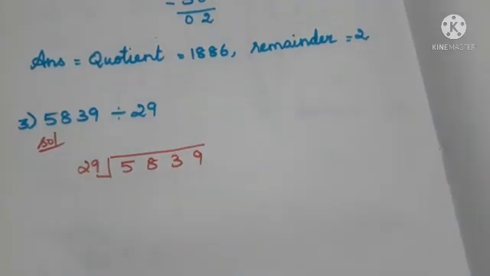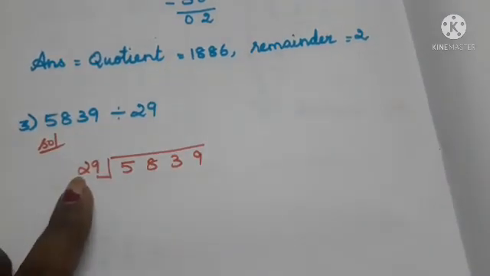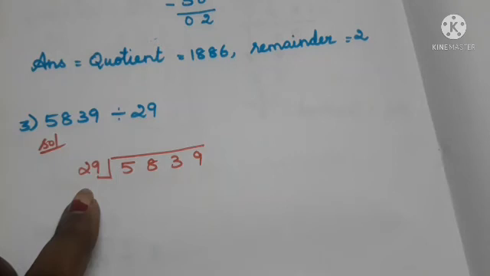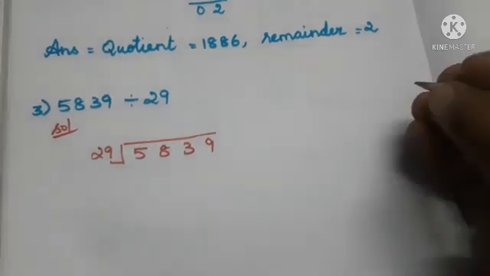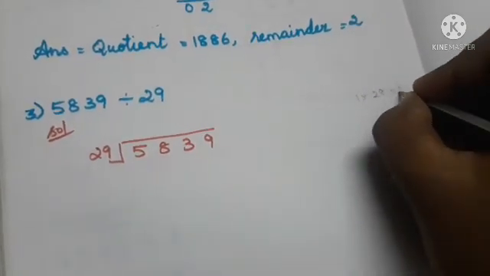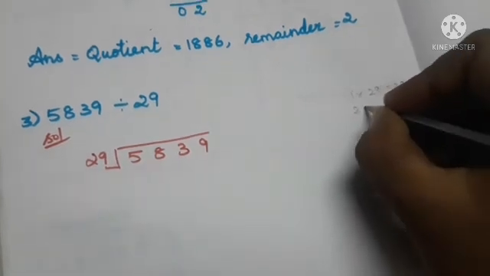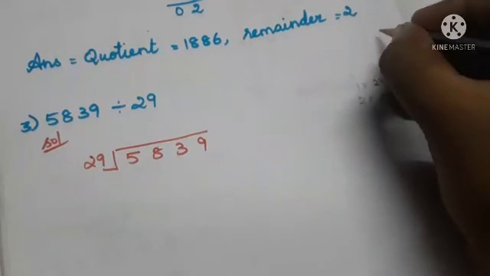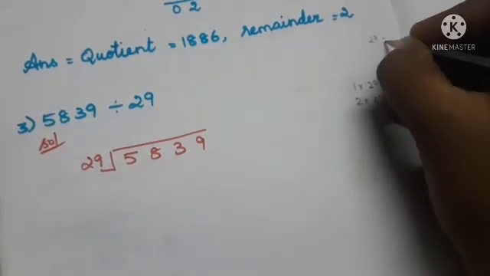Okay, so children, do you know the 29 table? You don't know, isn't it, ma? So no problem, don't worry about that. Okay, so just we can add. We know that multiplication is what, ma? Repeated addition, no? So just we can add and write this 29th table. Okay, so 1 into 29 is 29. Next, 2 into 29 we don't know, isn't it, ma?